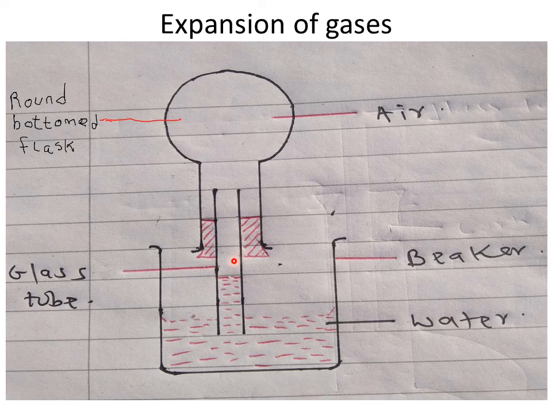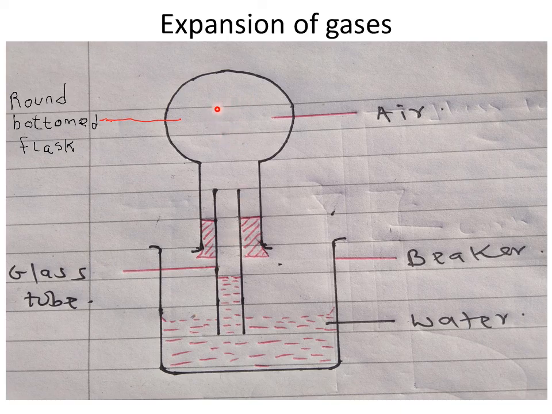Then when the round bottom flask is cooled, it can be cooled by either pouring some cold water on it or just leaving it disconnected from the source of heat, then it will cool. On cooling, it is observed that the water in the glass tube rises upwards. Now why does the level of the water rise upwards on cooling?